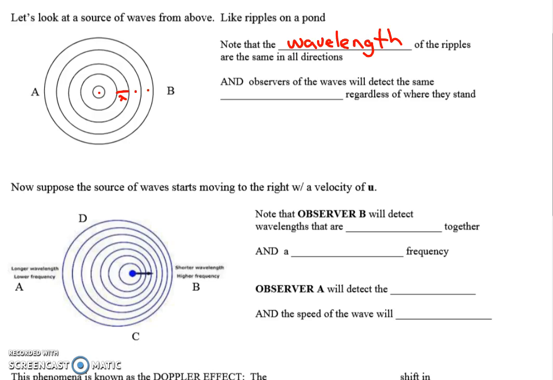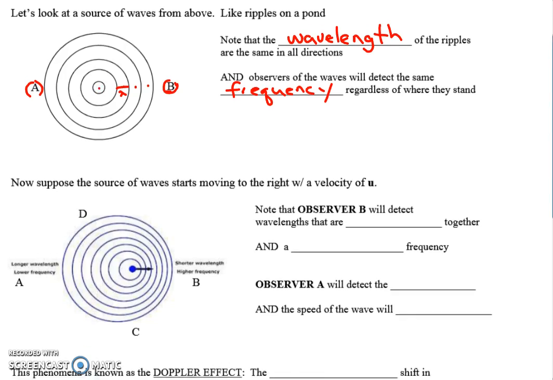If you're an observer, whether you're at point A or point B or anywhere else in that field, you would detect the same frequency regardless of where you stand. If I'm standing right here at B and I have something hitting me, it would be a regular frequency depending on the source and the medium through which it travels.